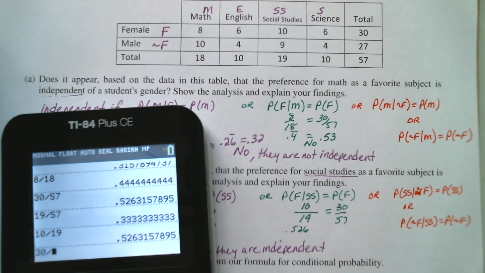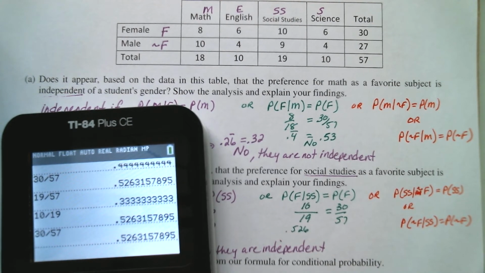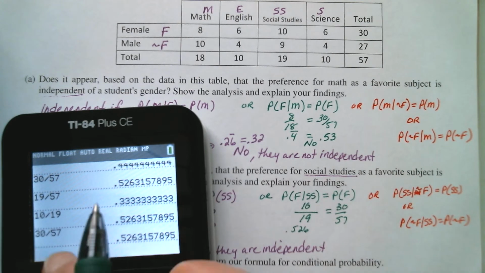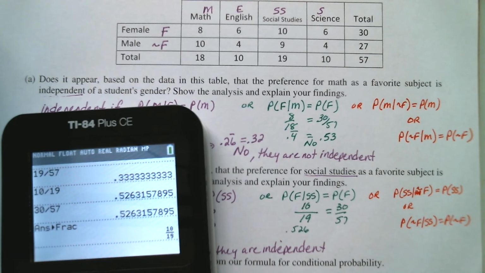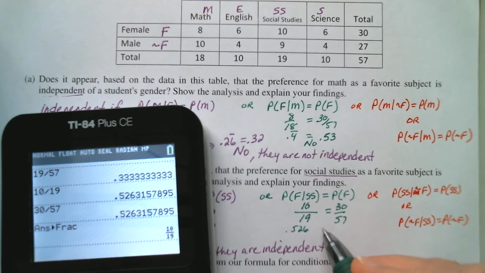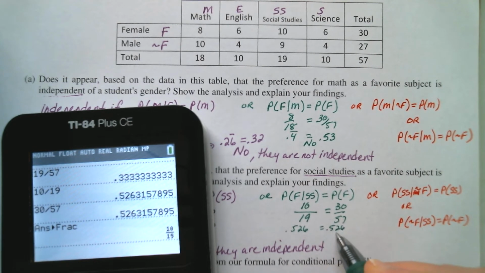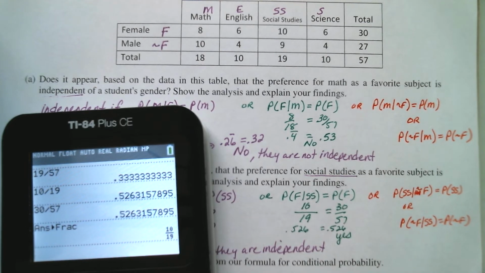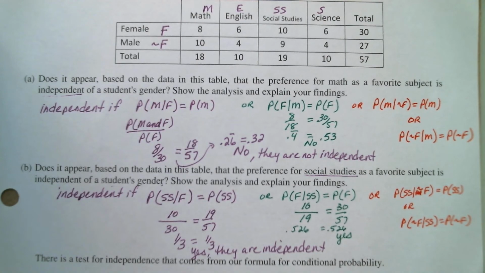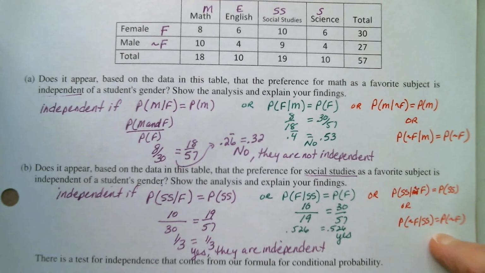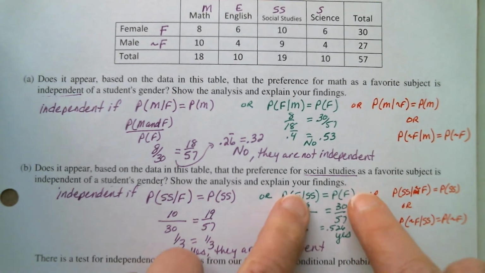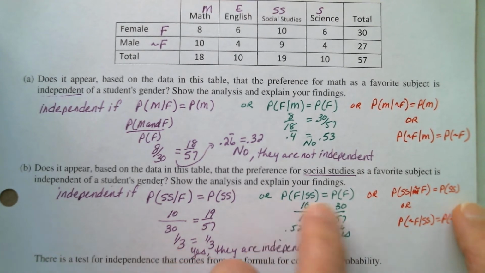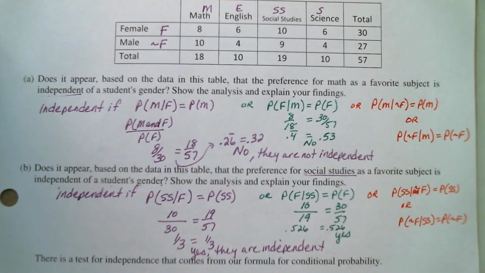And 30 divided by 57. Well, it's the same decimal. So that must, if I math frac that, that reduces. Yeah, the 10/19. So yes. And if I tested these, we will get different fractions than what we have here, but they are going to be equal.